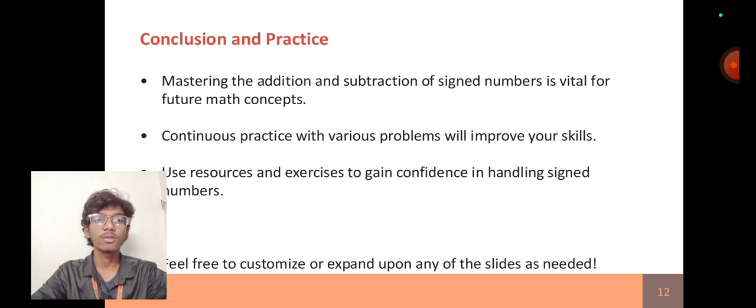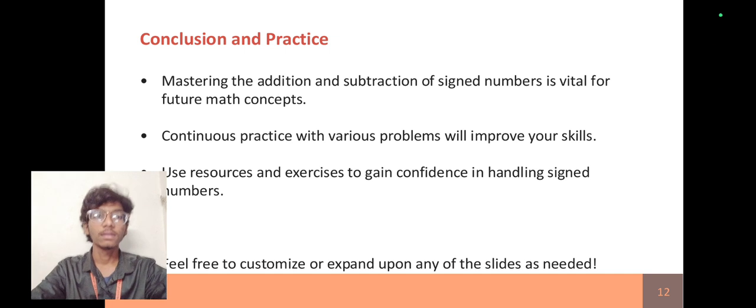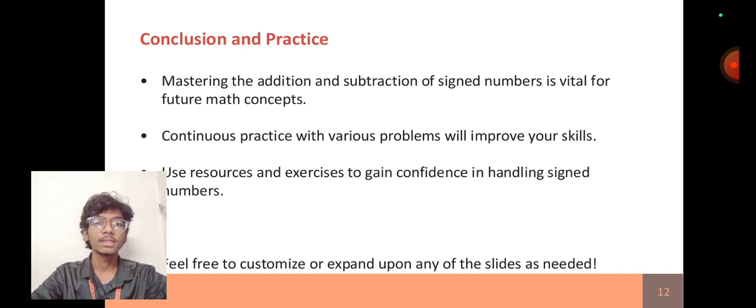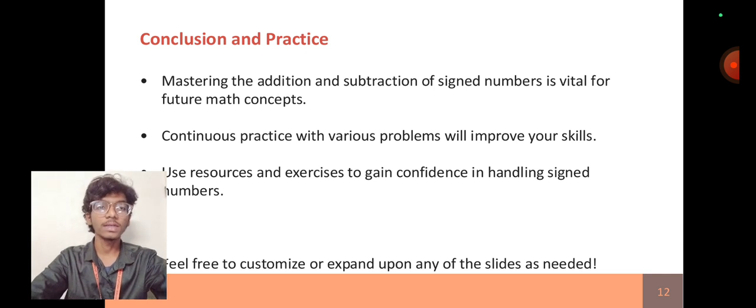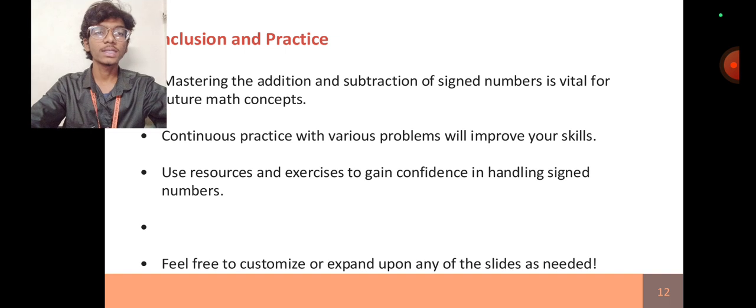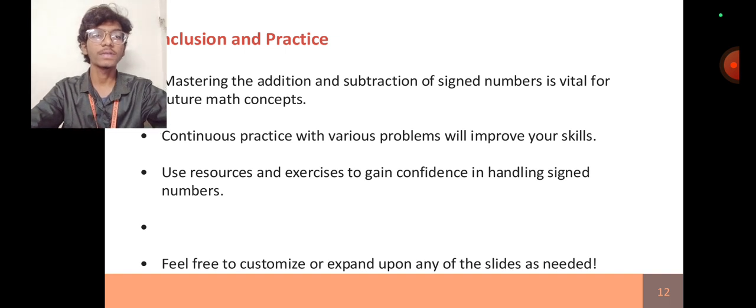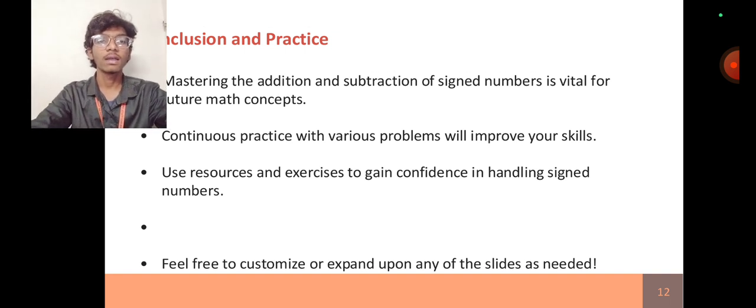Next, conclusion and practice. Mastering the addition and subtraction of signed numbers is vital for future math concepts. Continuous practice with various problems will improve your skills. Use resources and exercises to gain confidence in handling signed numbers.